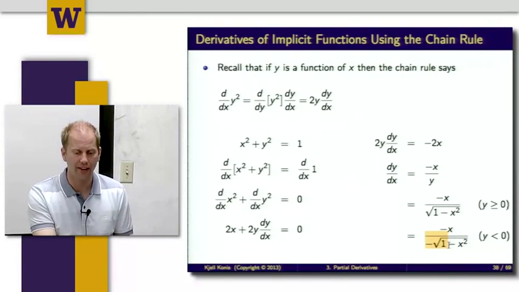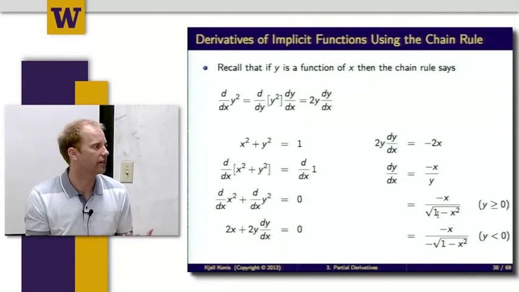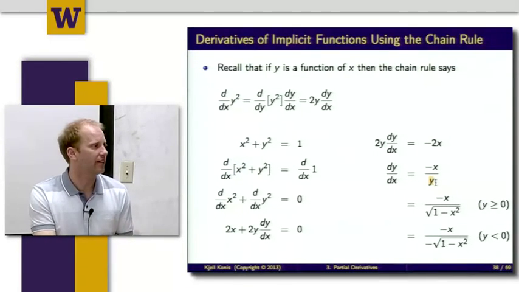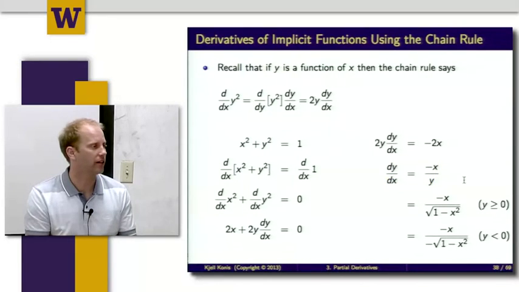But in both cases, I guess I can't highlight just the denominator here. In both cases, the denominator is just the value of y appropriate for where I am on the circle. So if I don't insist on getting rid of y entirely, I can actually express both of these as this one formula, dy/dx equals minus x divided by y.